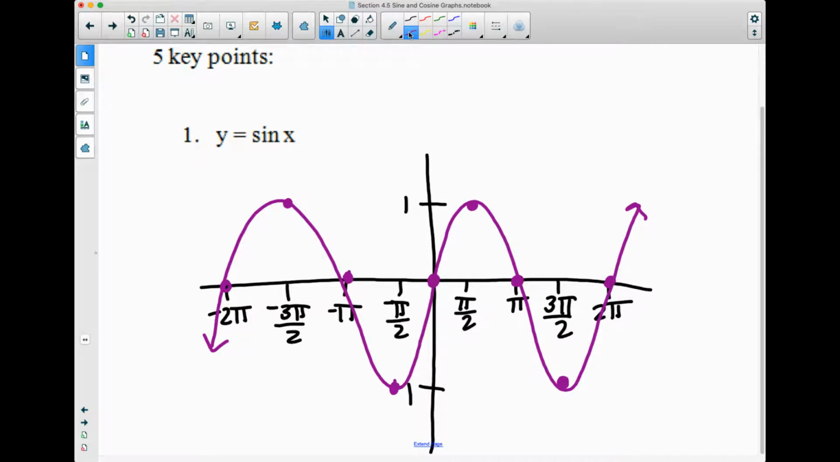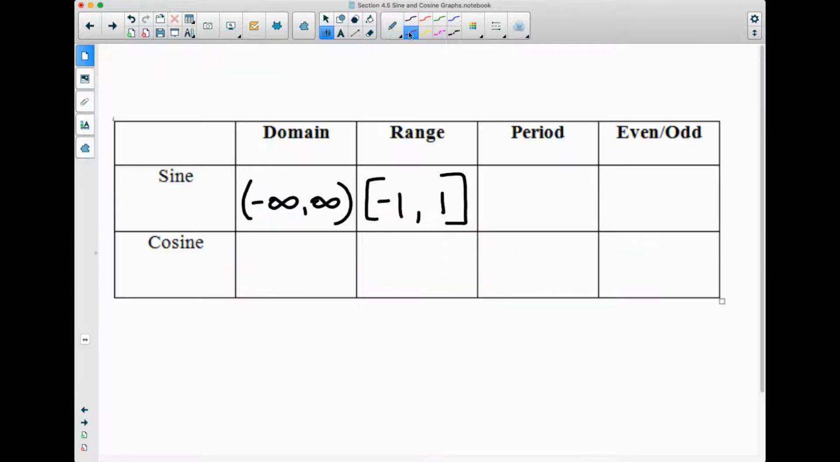What is that symmetric about? The origin, which makes it what, even or odd? Odd. Origin is always going to be odd. Which if you knew your even and odd functions from our identities, you would also know that.